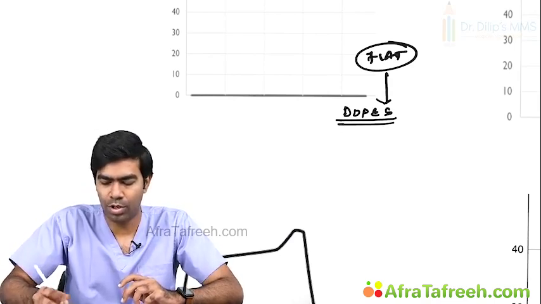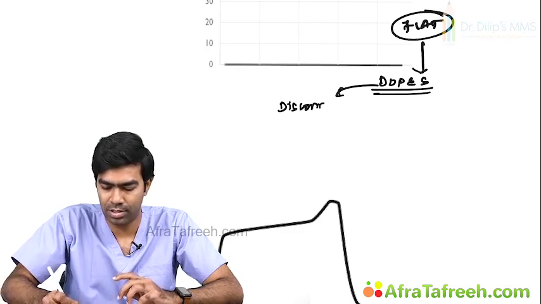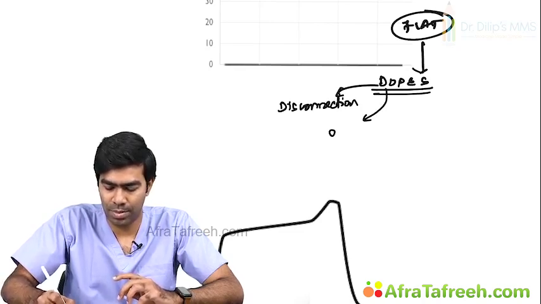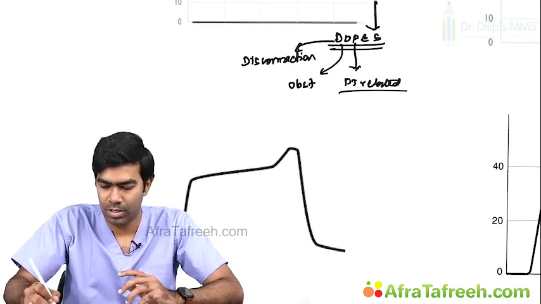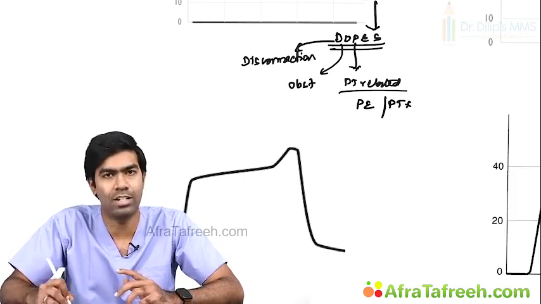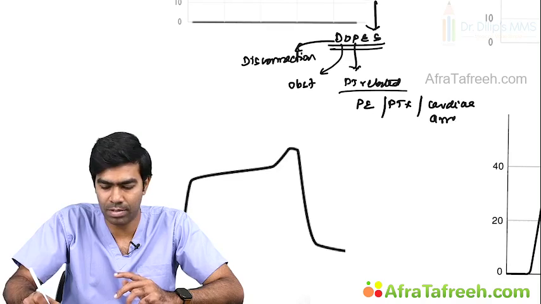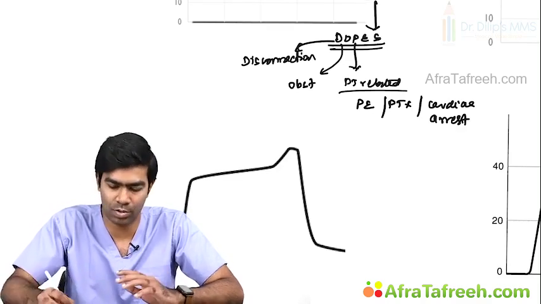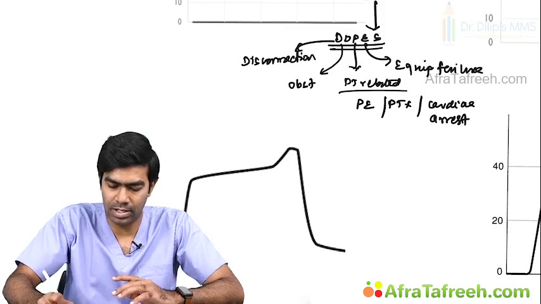I usually give a mnemonic called DOPES. D stands for disconnection, O stands for obstruction, and P stands for patient-related causes. What are the patient-related causes? Like sudden onset pulmonary embolism, or tension pneumothorax, or even a cardiac arrest, sudden cardiac arrest, or sometimes a very big flash pulmonary edema. All these things could be the reason. E stands for equipment failure, and S stands for stacked breaths, otherwise called breath stacking.